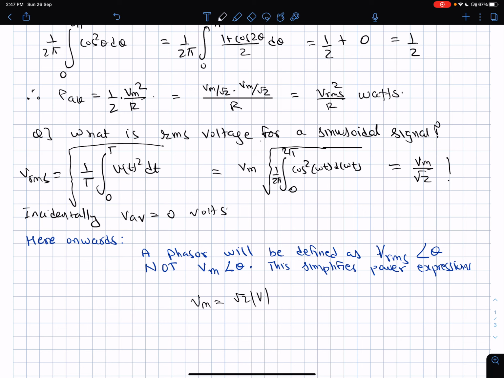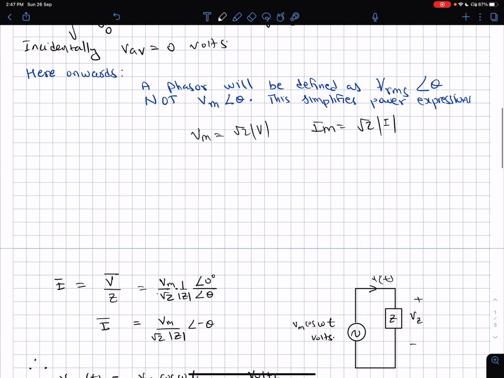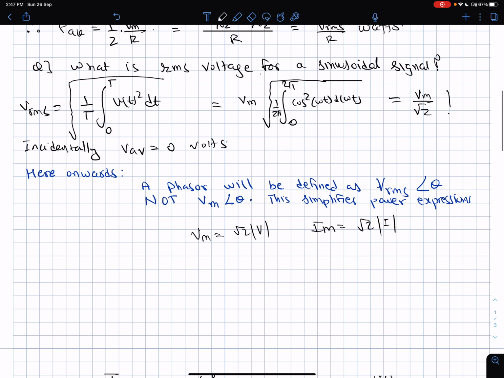In other words, this should always be kept in mind: from here onwards, amplitude is going to be root 2 times the magnitude of the phasor. We will see this as we keep going. This is the convention used in power engineering, because it simplifies the expressions associated with power, active power, reactive power, and so on, and those expressions are very critical.